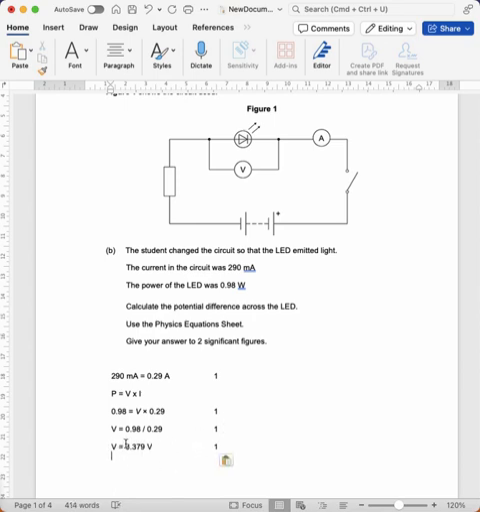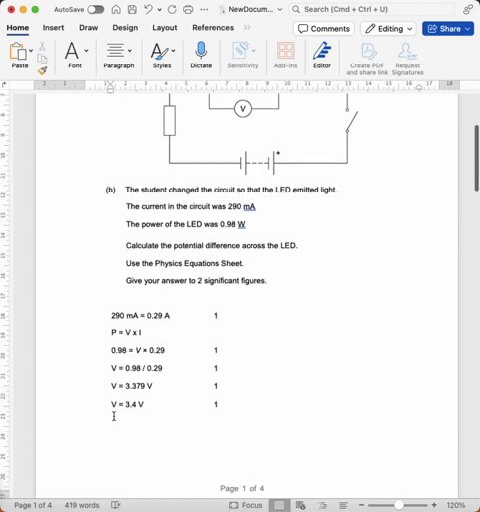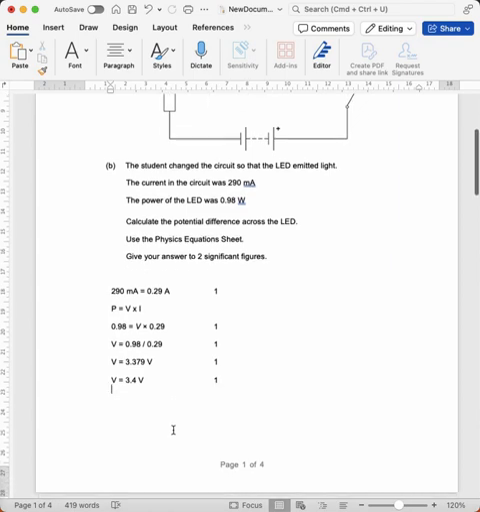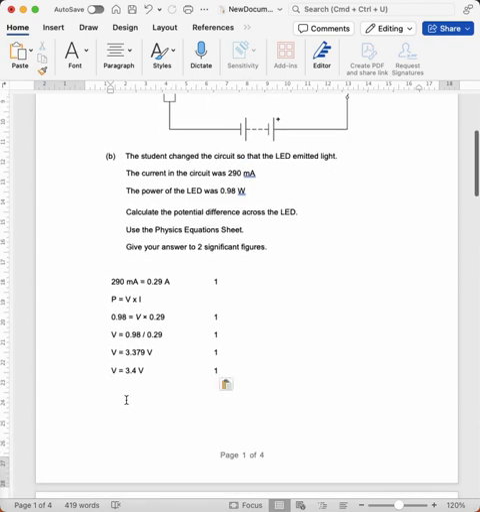Okay, so our potential difference is 3.379 volts. Now, the question asks, give your answer to 2 significant figures. Okay, so to get our last mark, we need to put this potential difference as 2 significant figures. Okay, which is 3.4 volts. All right, if we look at this number here, we've got 3.3. The next number after that is a 7, so a 5 or above, and we round it up. So we've got 3.4 volts. There we have it, nice, easy 5 marks for that question.